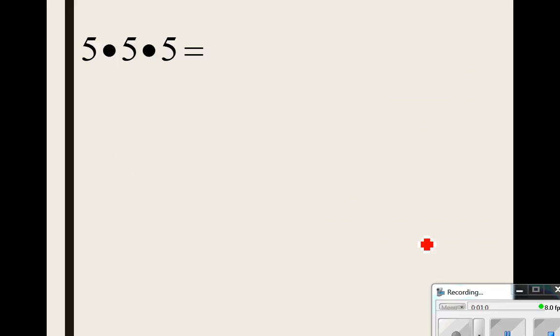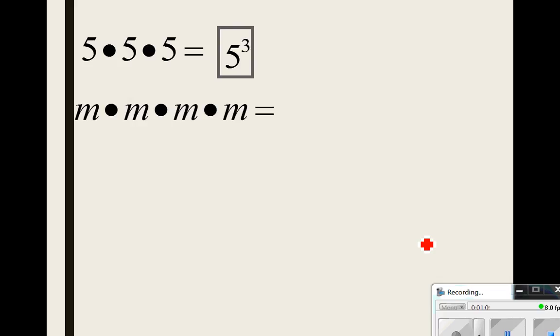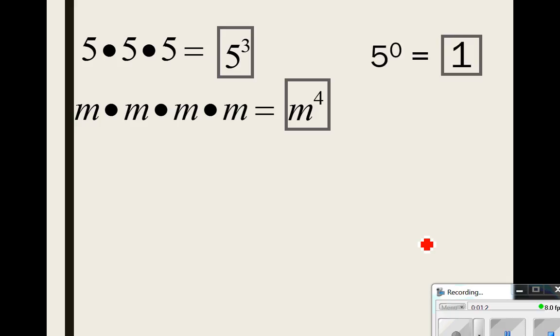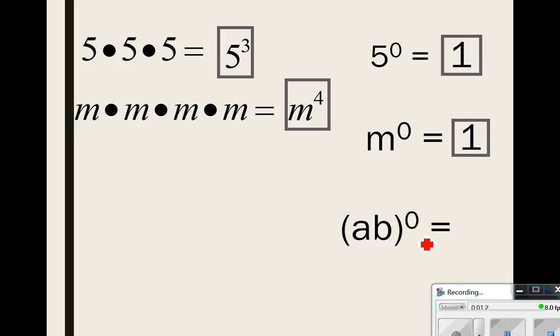Now let's do some examples. You have 5 times 5 times 5. In exponential form, that is 5 to the third power. Then you could also have m times m times m times m, which is m to the fourth power. And our 0 exponents: 5 to the 0 power is 1. m to the 0 power is 1. And (ab) in parentheses, all raised to the 0 power, is also going to be 1.